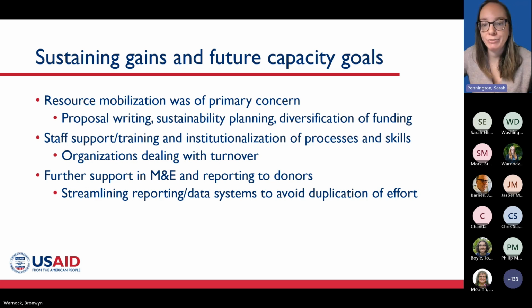Finally, a common request was for further support in strengthening M&E systems to improve reporting, including reporting to donors. Some of the partners said that if their own reporting or data systems were strong enough, they'd be able to respond to different donor demands rather than creating new parallel processes or platforms for each different donor that they hope to attract funds from.